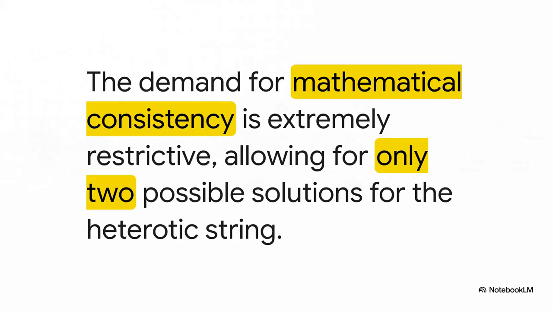But it gets even better than that. You see, the demand that the theory has to stay mathematically consistent through all this is incredibly tough. It's like a mathematical straitjacket. You can't just curl up those 16 extra dimensions any which way you want. It turns out the laws of physics only allow for two, and only two, specific ways to do it. This isn't a theory with a million different outcomes. It's a theory that points to a very specific answer.